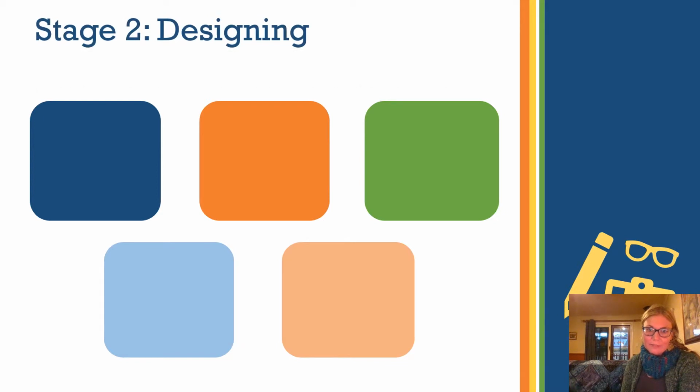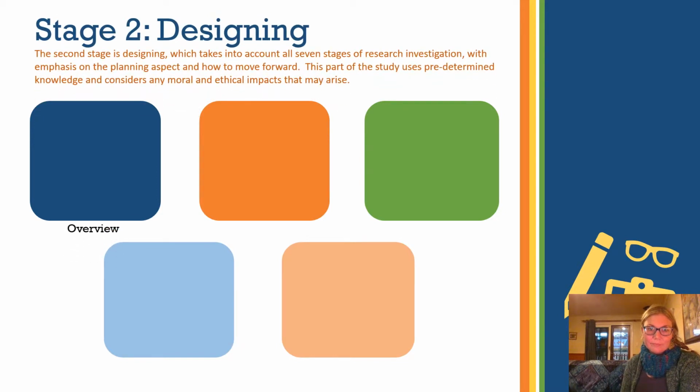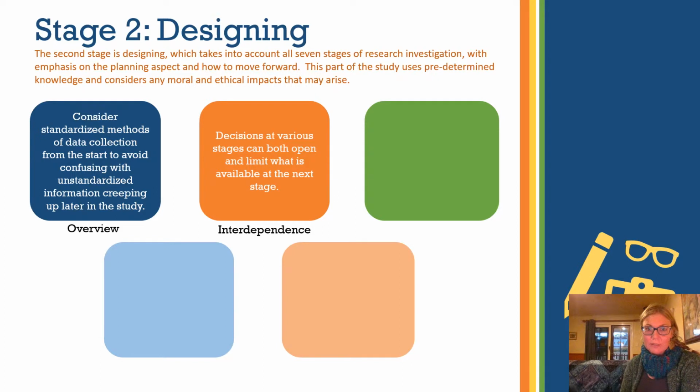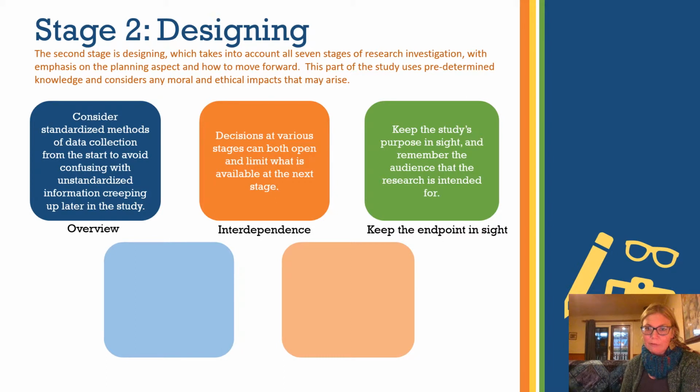So stage 2, designing. These are the 5 stages that we've got for designing. The overview: consider the standardised methods of data collection, so that problems don't creep up later within the study. Interdependence: the decision of various stages can both open and limit what is available in the next stage. Keeping the endpoint in sight: keep the study's purpose in sight and remember who the actual audience is, who it's intended for.